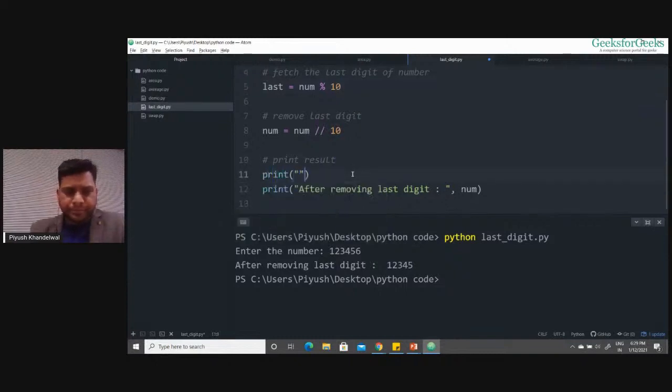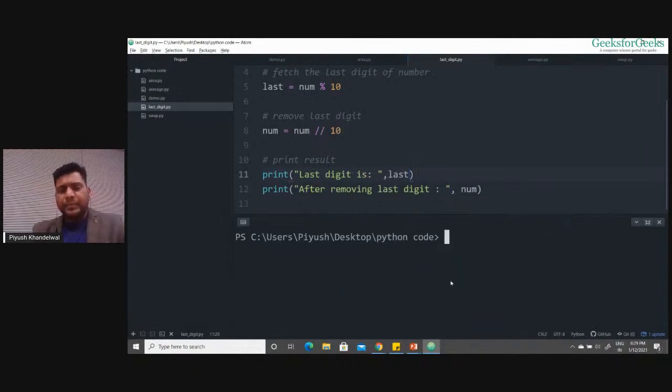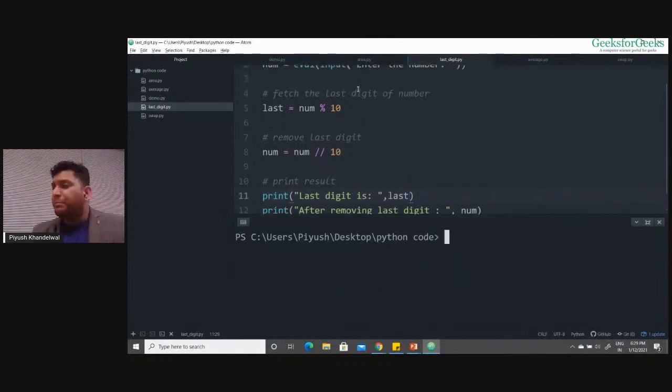Print last digit is, and I'm printing the variable last for it. Okay. Now if I run this program again, what I've done is I have simply performed the modulus 10 operation on my num and stored that value in the variable last.